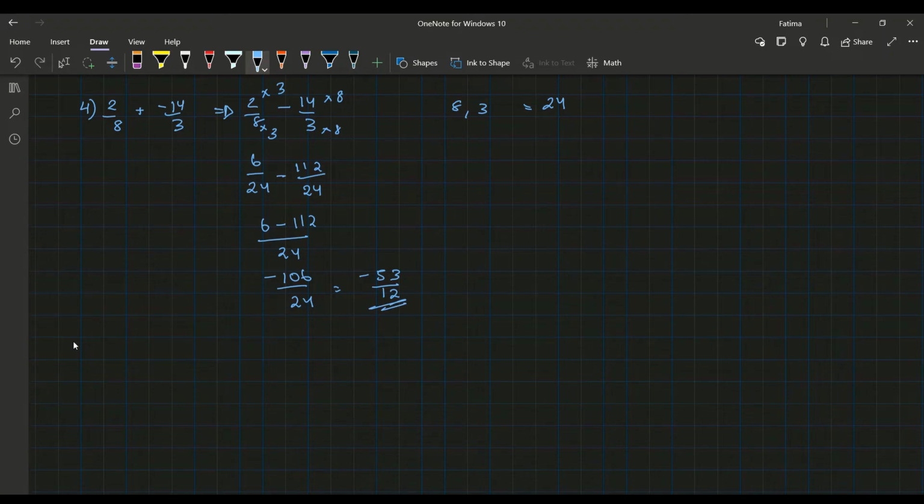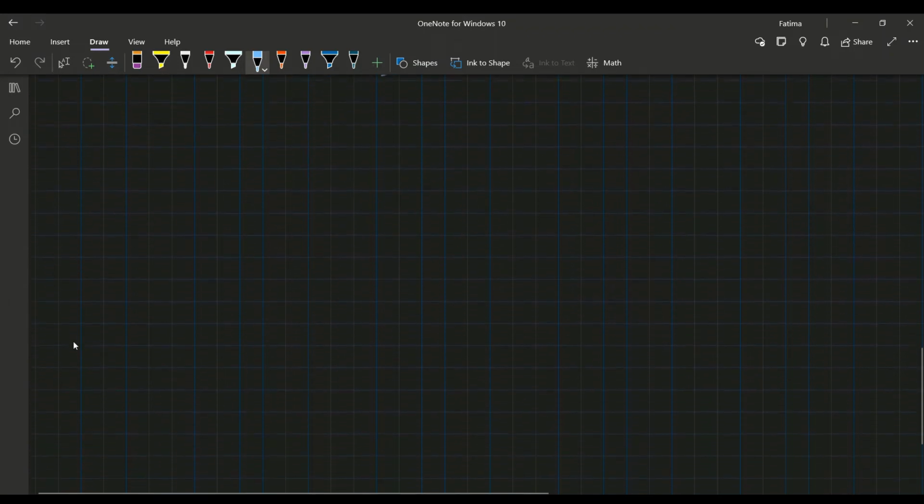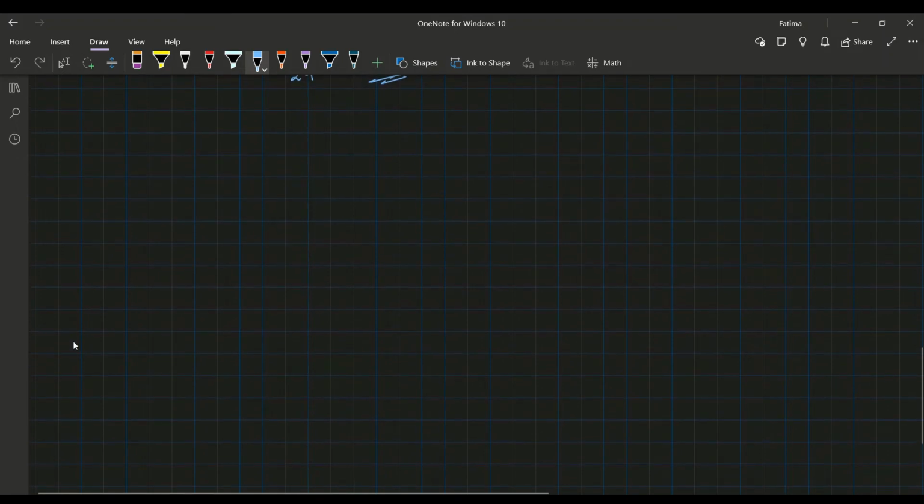So that's it for the addition and subtraction part. Now we'll be moving on to multiplication of fractions. This is perhaps the easiest part because it's quite simple.